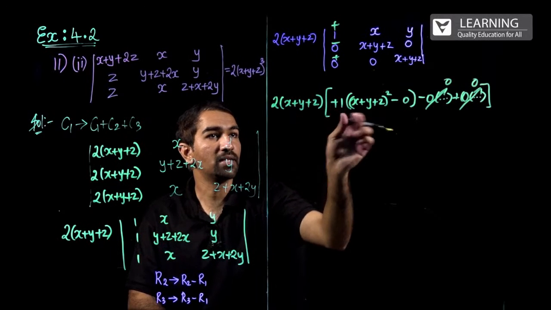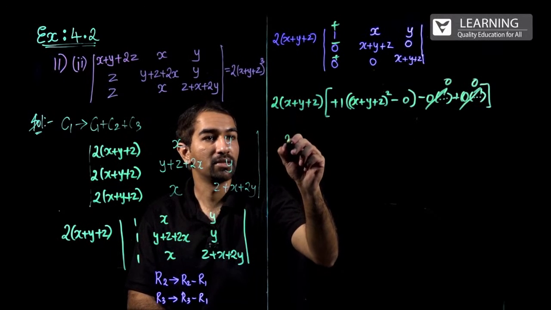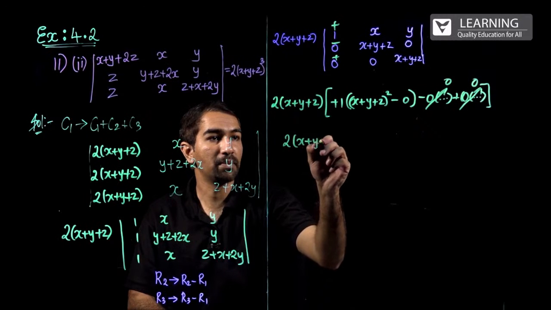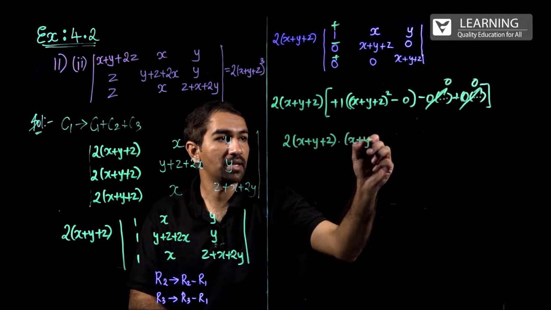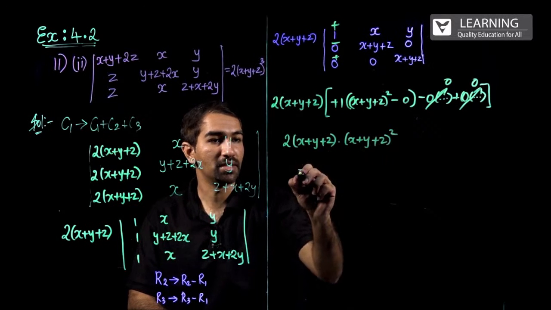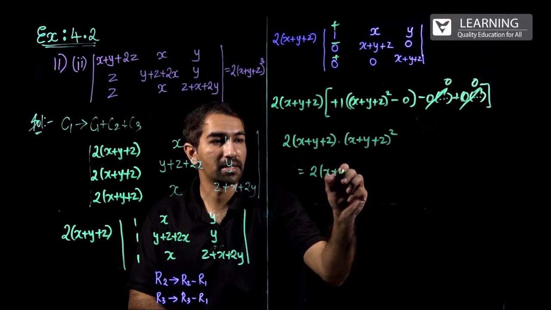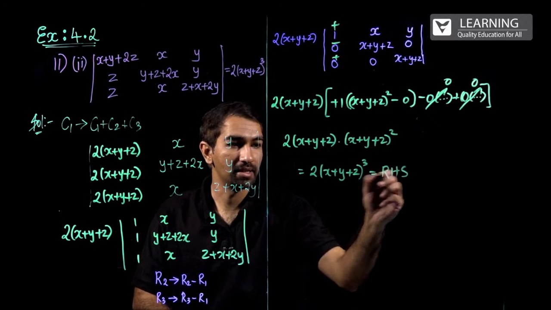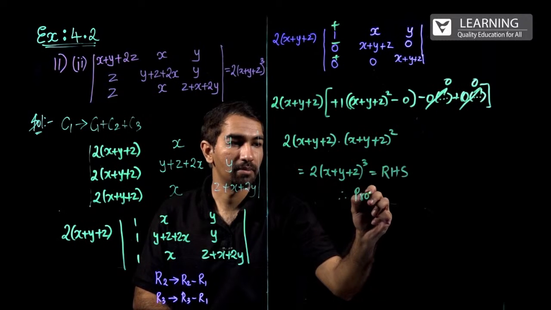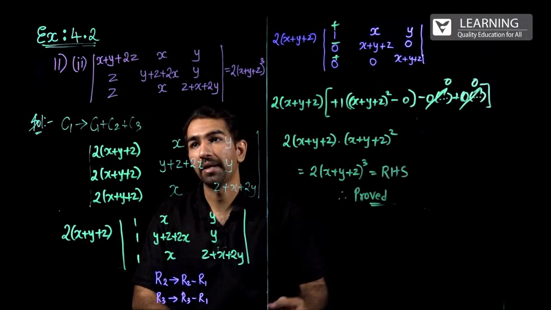So 1 times of this and it is multiplied with. So it will become 2 of (x plus y plus z) into (x plus y plus z) the whole square, which is equal to 2 of (x plus y plus z) the whole cube, which is equal to RHS, therefore proved. So students, observe the pattern here.